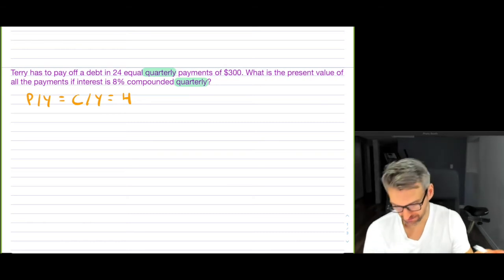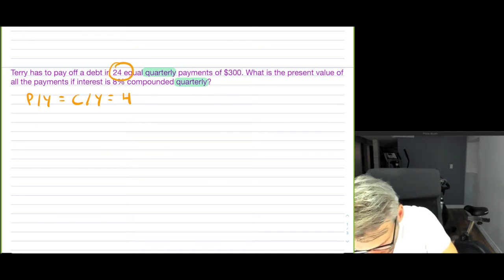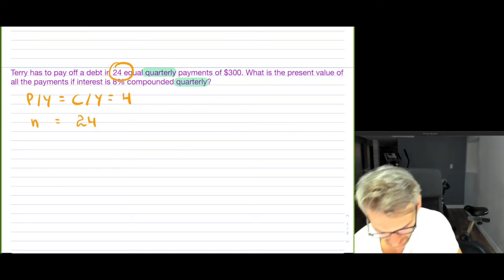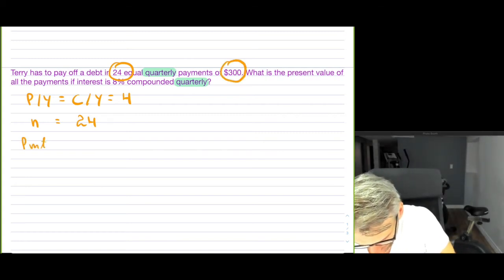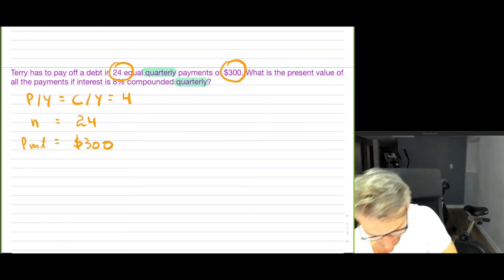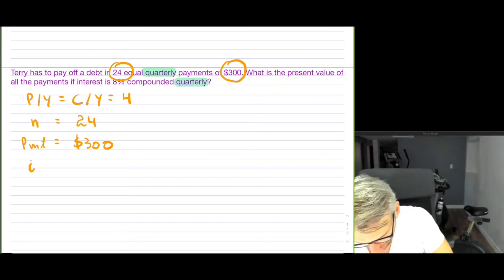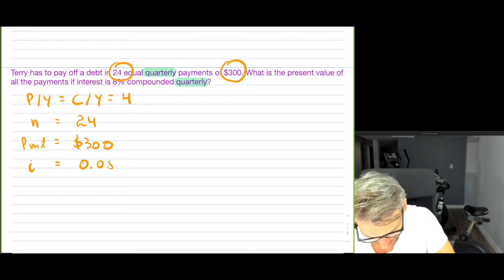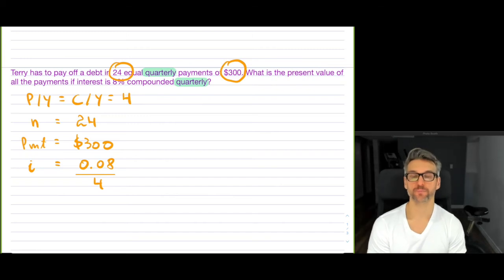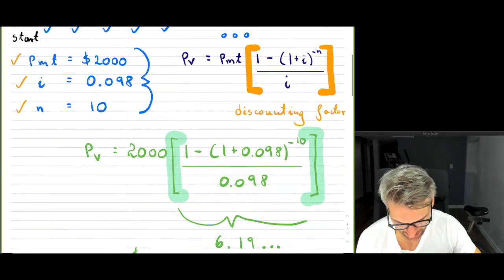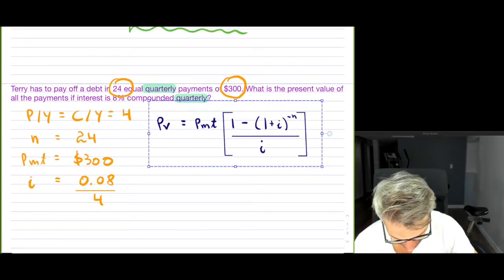And now with that, I can just start writing off all the different items. Notice there's 24 equal payments, so N is equal to 24. My payment is equal to $300. And then they want to know the present value for this. I am compounding 8%, so 0.08. It is compounded quarterly, so let's not forget to divide that by 4. And here we're going to use again our little formula, so let me paste it back in here.